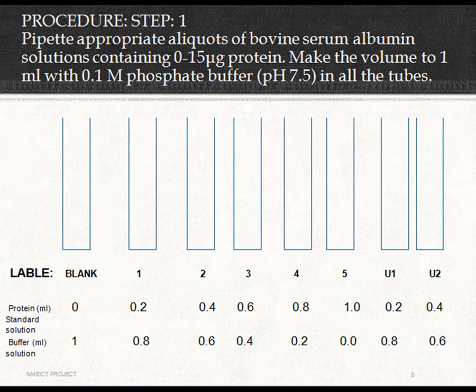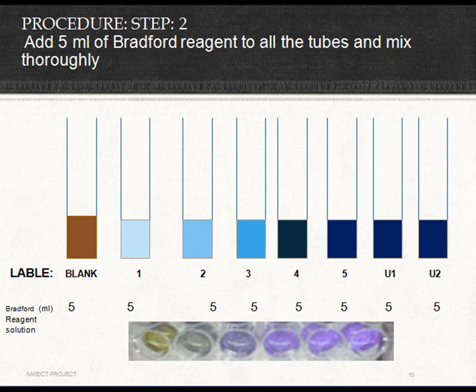Okay, for an example I have taken 0.2 and 0.4 ml of the protein standard solution. Then I have made up those volumes with the help of phosphate buffer, that is 1 ml. After this, now add Bradford reagent in all the tubes. That is 5 ml of Bradford reagent we are supposed to add. Then mix it properly and take the OD at the respective nanometer within 15 minutes.